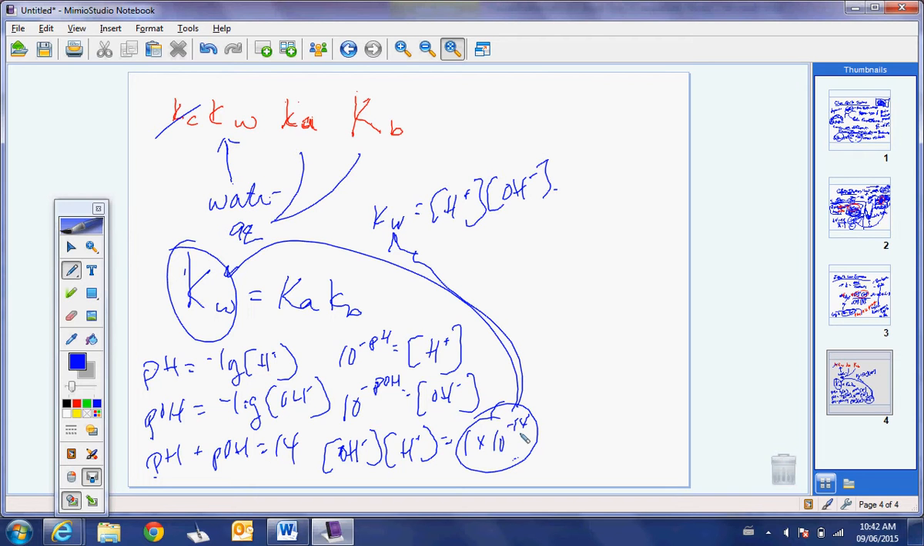Also, would you put in like the Ka equals concentration of... Yes, yes. Let's do K in a second.